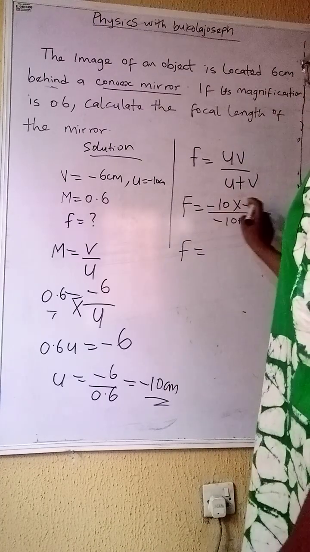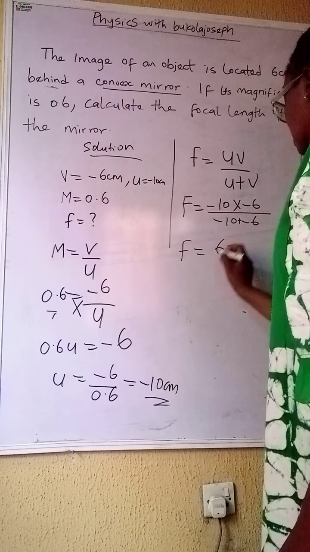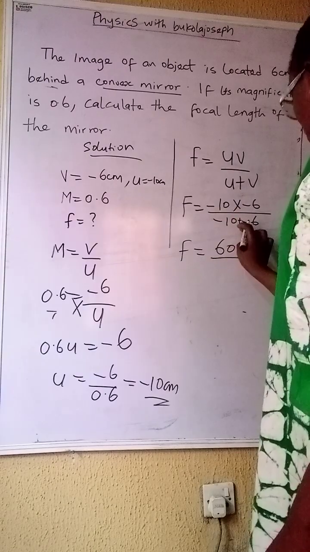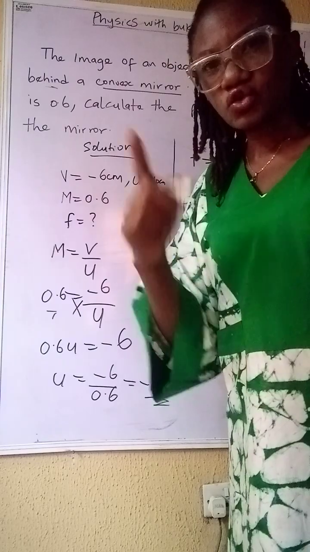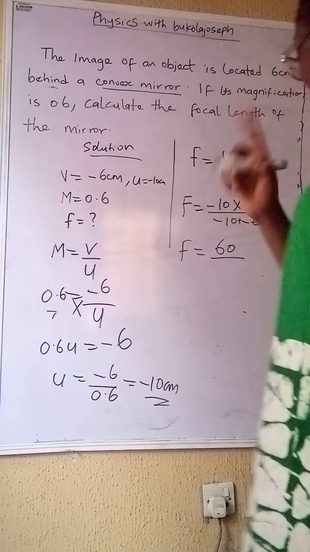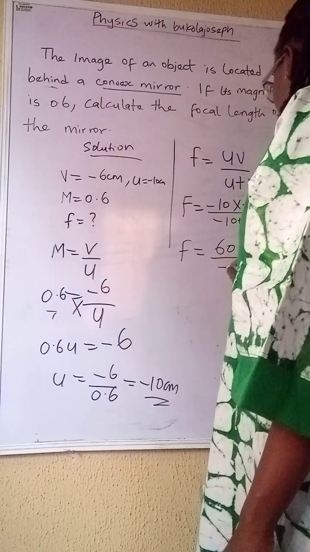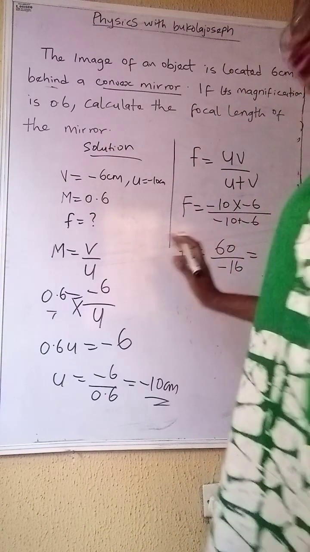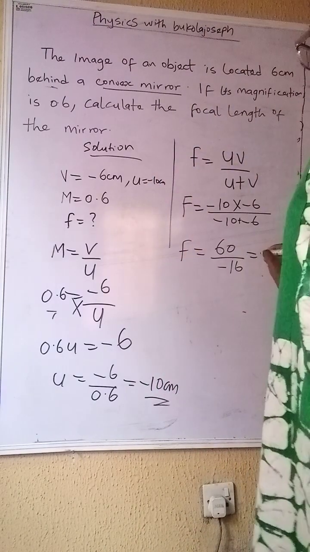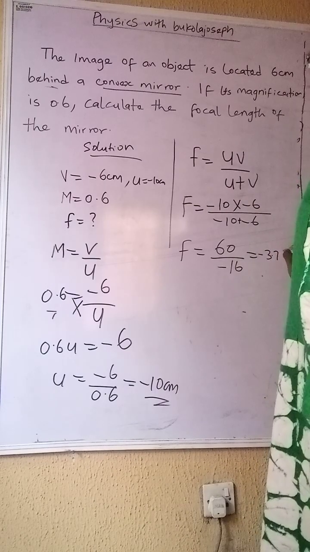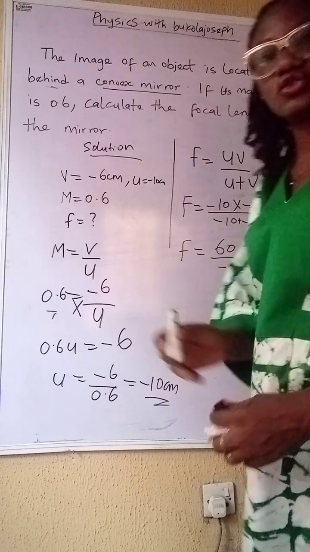So minus times minus is going to be plus. 10 times 6 will give us 60. Minus plus minus, you add and then maintain the sign. So we have 10 plus 6 is 16. What is the sign? Both are carrying minus, so we have minus 16. So if you punch your calculator, 60 divided by -16 will give us -3.75 centimeter.